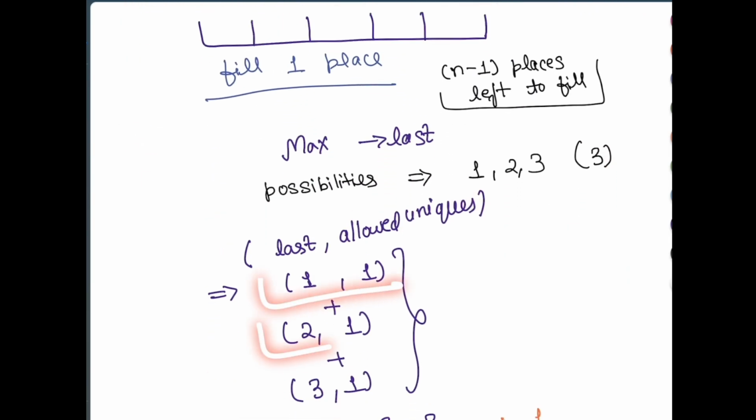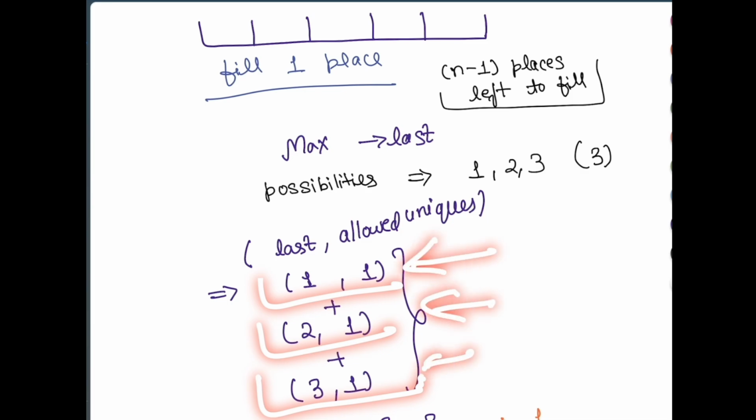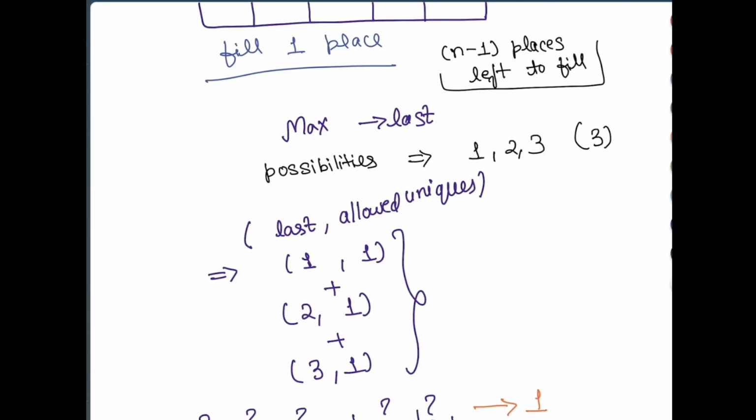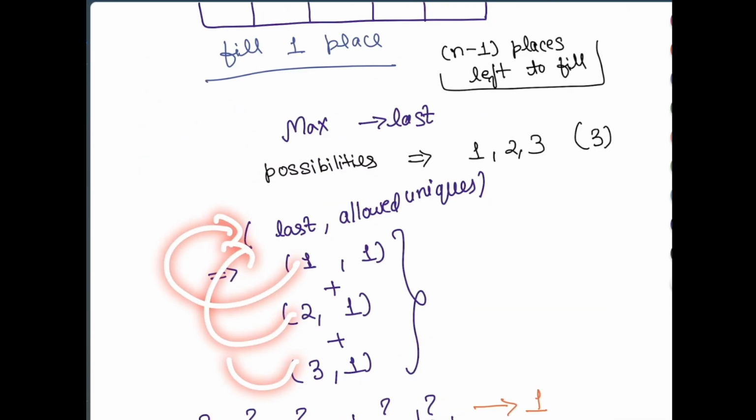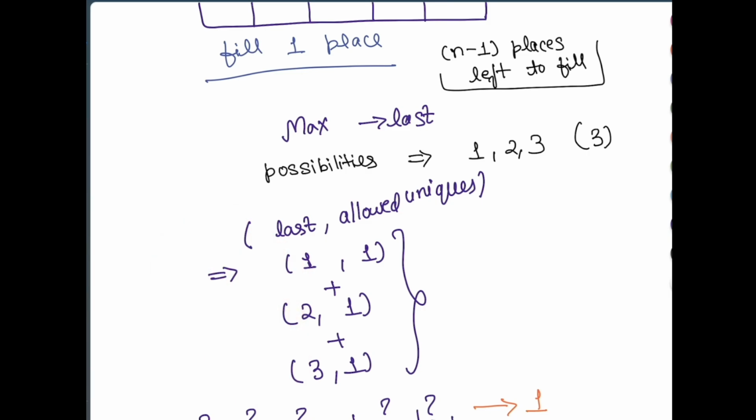It will be 1, 1, 2, 1, 3, 1. Whatever result I am going to get from all these functions, I am just going to add the result, and that is going to be the output. We are going to recursively call this function, and then we are going to check for other cases as well in which the allowed values are going to be more than 1 or 2 or 3, right?